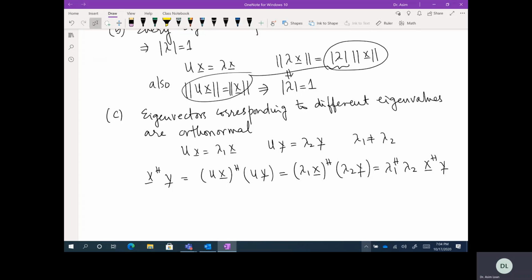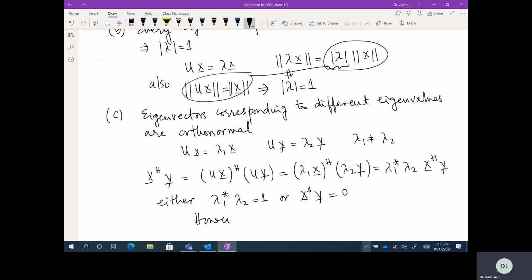So lambda 1^H into lambda 2 should be just conjugate here. Maybe I just put a conjugate here. It doesn't make sense otherwise. So conjugate here. So lambda 1 conjugate into lambda 2 is equal to 1, or x^H y equals 0.